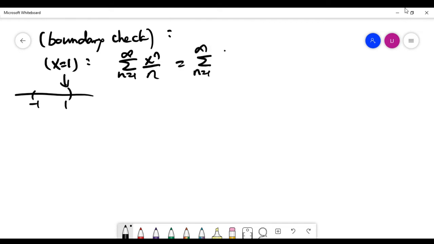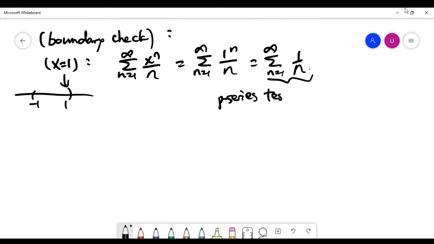So let's replace x by 1 inside. Basically, you're getting this infinite series. And this one is the famous harmonic series. So if you recall, we can simply apply the p series test because the p as the fixed power is actually 1 inside the p series.